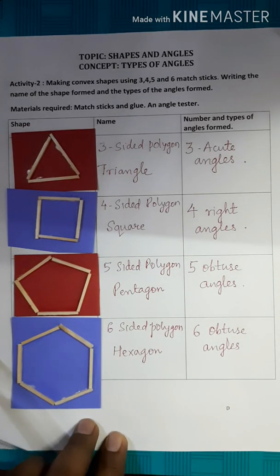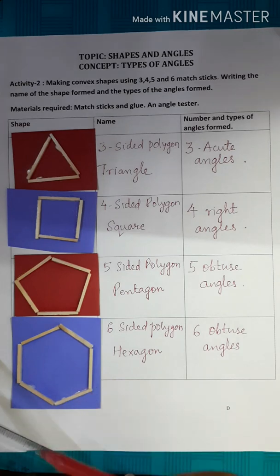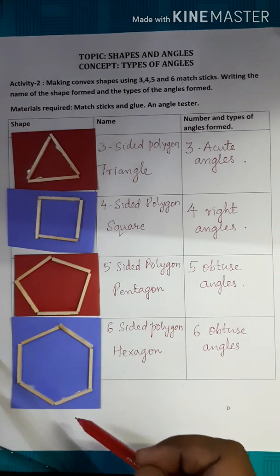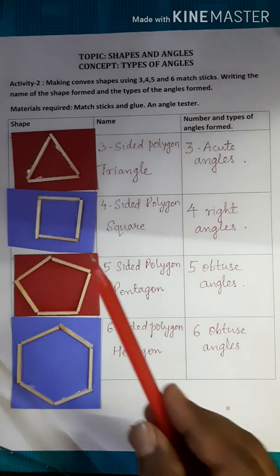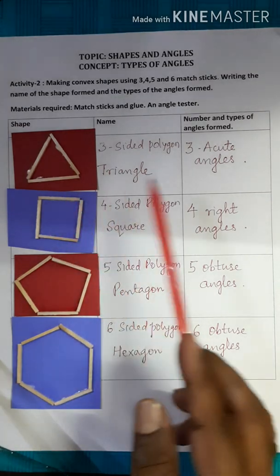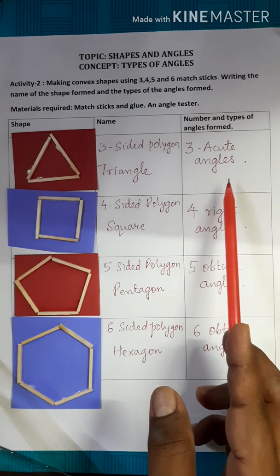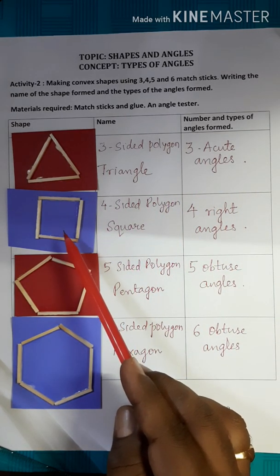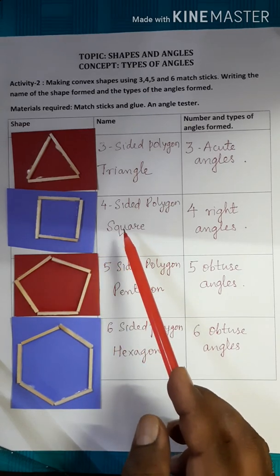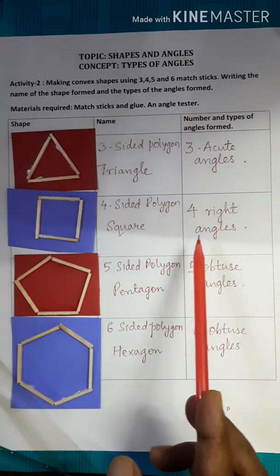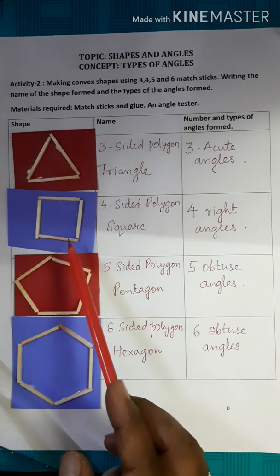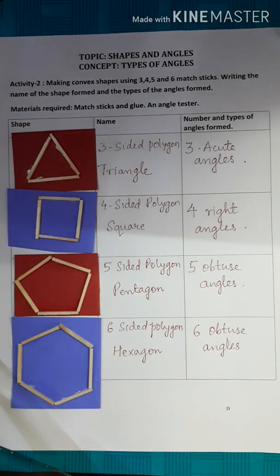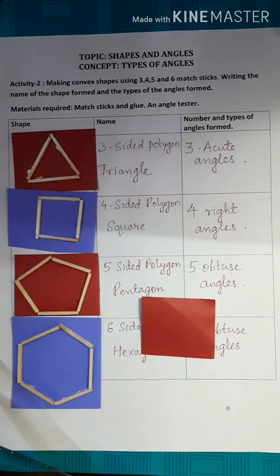Similarly, children, as you go on increasing the number of sides, the angles will remain obtuse. Only in case of a triangle, all the 3 angles will be acute angles. In case of a 4-sided polygon, if it is a square, all 4 will be right angles, else 2 will be right angles and 2 will be, for example, I'll just show you.